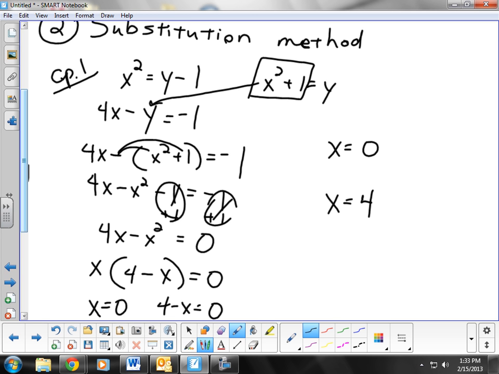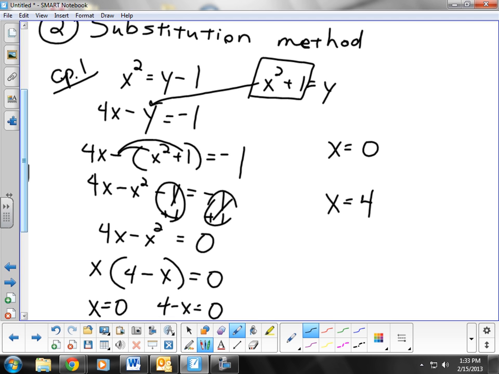What do I have to do? Find the y to go with each x, right? So I've got to plug them back in. Doesn't matter which one you pick. You can plug them into the line or into the parabola, right? That is a parabola, isn't it? Yes?